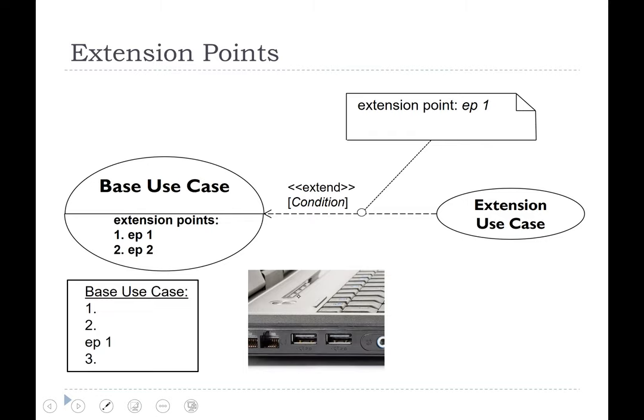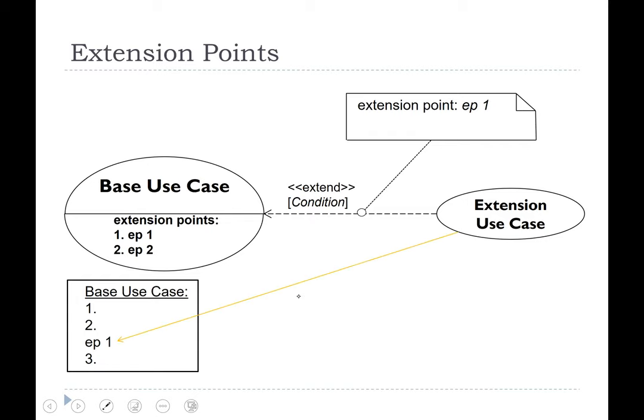So the way I'm reading it is, I'm going to write the base use case. There is step number 1, 2, and then I'll leave a little area for the extension point. In the extension use case, in case that condition is true, then I'm going to take that text over here and plug it into the extension point over there. Okay.